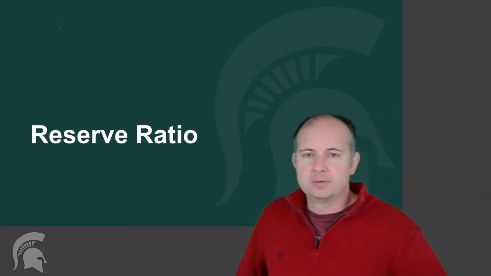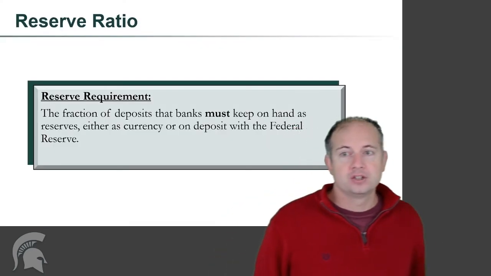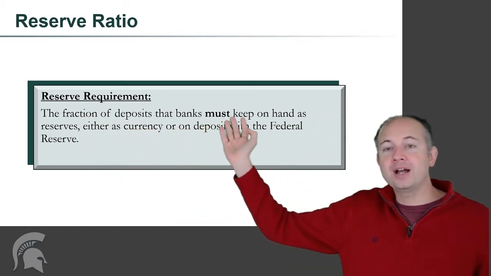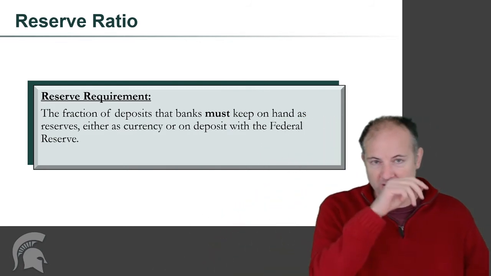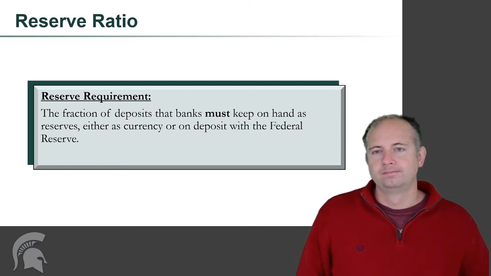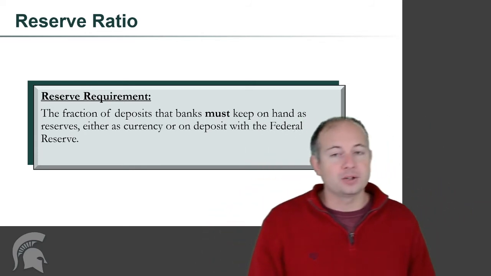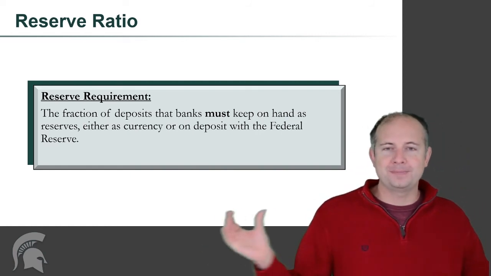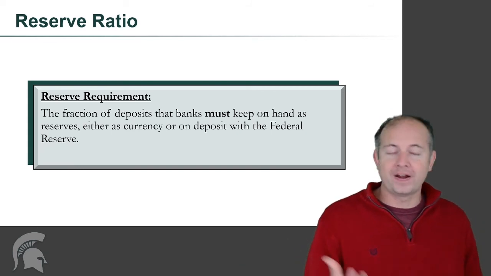Next, we are going to discuss the reserve ratio as another tool used by the Fed. So the reserve requirement, I think we've talked about this, is the fraction of deposits that banks must keep on hand as reserves, either as currency or on deposit with the Federal Reserve. What we're doing here is thinking about the Fed saying, listen, we don't want you to loan out all your money. We don't want to get into a situation where lots of people want their money back and you can't do it. So we have decided that you need to keep, say, 5% of your money.